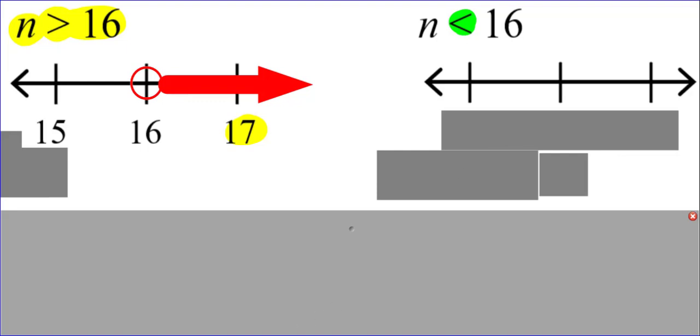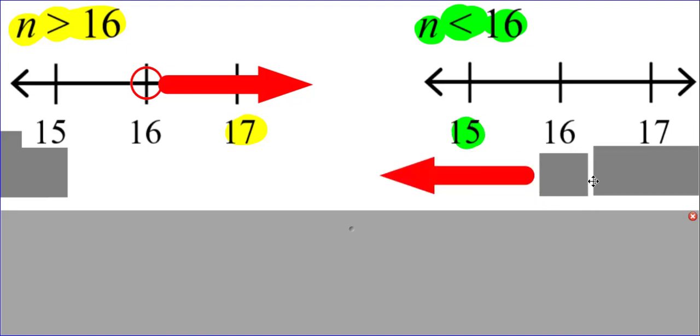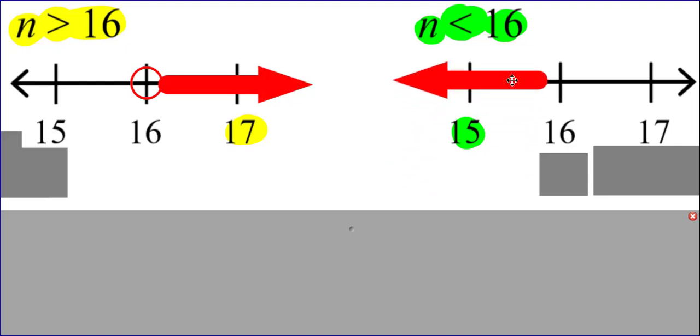Now, the example I have over here on the right, we have n. This time it is less than, as I'm highlighting for you in green, less than the 16. So where would I shade? Well, if it's less than 16, it could be things like 15 or 14, numbers that happen to be to the left. That's why we're shading to the left of the 16. Once again, we're going to have to start with an open circle because the n is not allowed to equal the 16 without having an equal to bar on the inequality symbol.